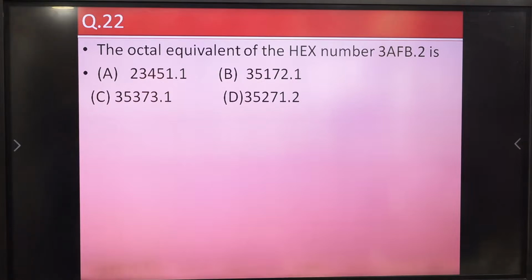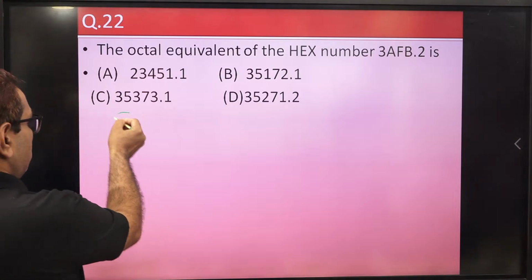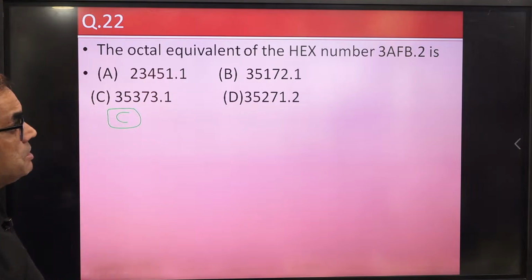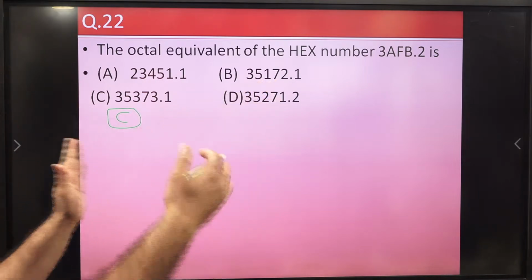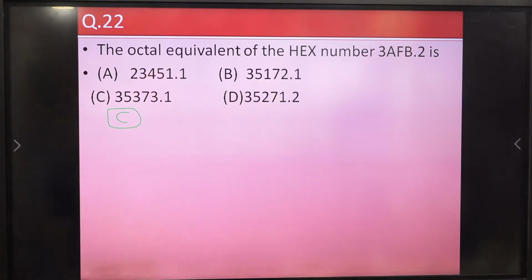Anyone who got the answer? What is the right answer here? Okay, Roshan is getting C answer. Yes. So I hope all of you can solve this. First convert that into binary and then make groups of 3 and then convert into octal. All of you can do it.